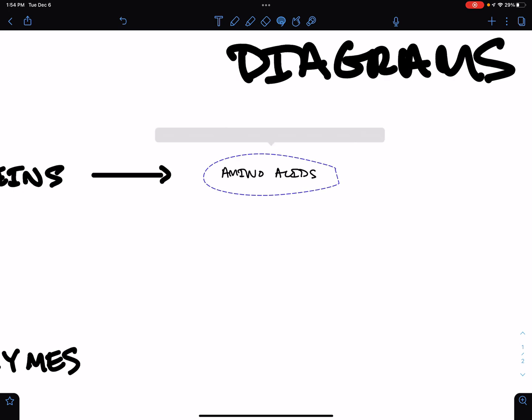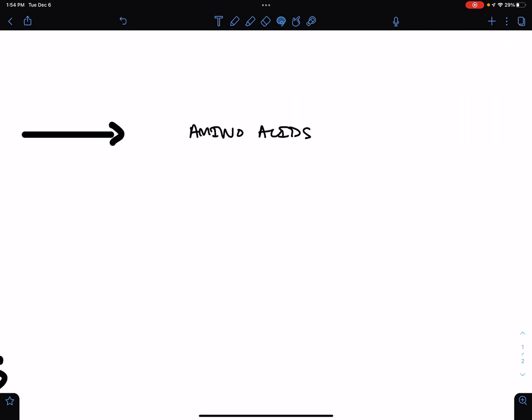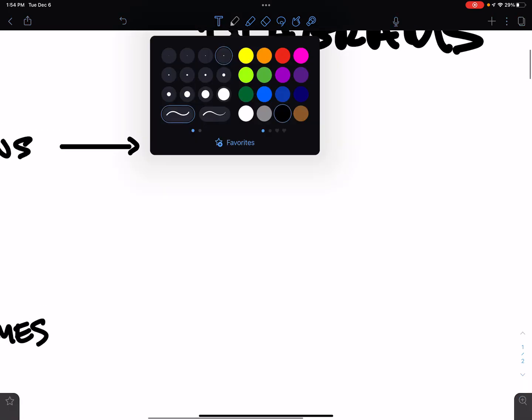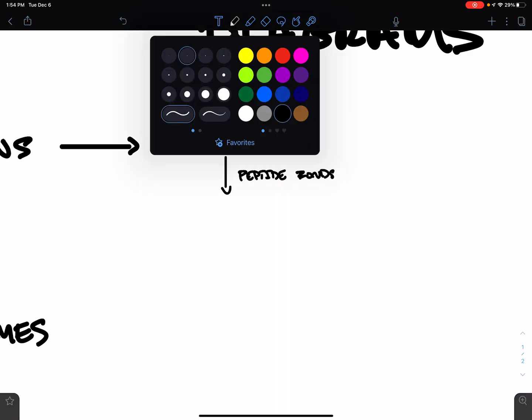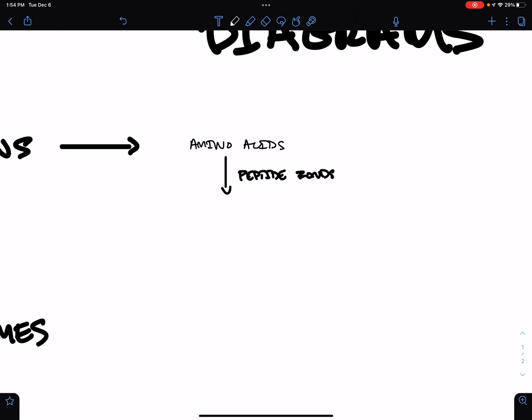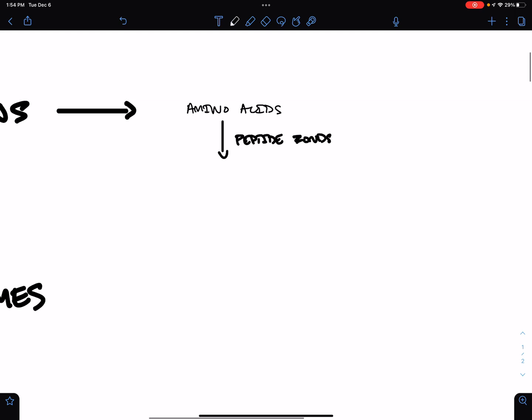The monomer of proteins are amino acids. When we string a bunch of amino acids together and we join them with peptide bonds, which is just a fancy way of saying the covalent bonds that hold amino acids together. We're going to form peptide bonds in class next week. So when we form peptide bonds, we get a polypeptide.